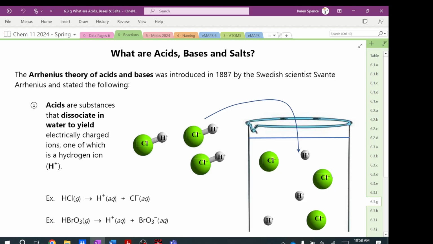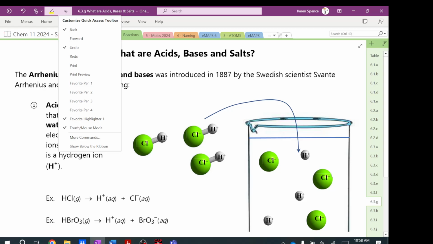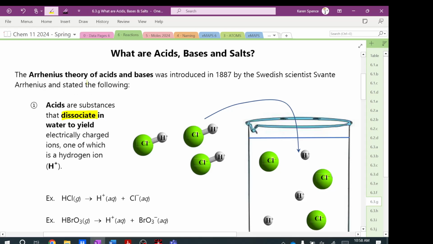So acids, by definition, are substances that dissociate. Are you familiar with the term dissociate? Or is that a word we should define? Shall we define dissociate? Okay, dissociate means to split apart.